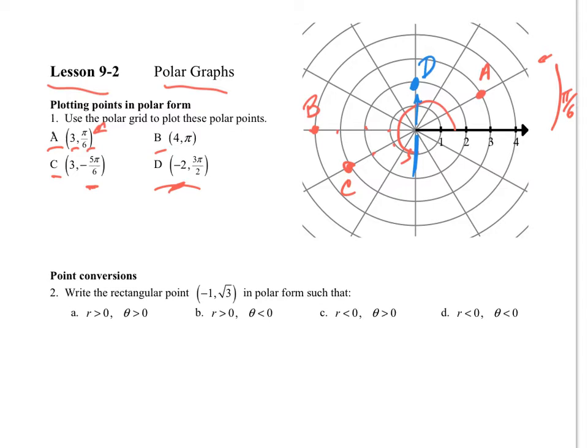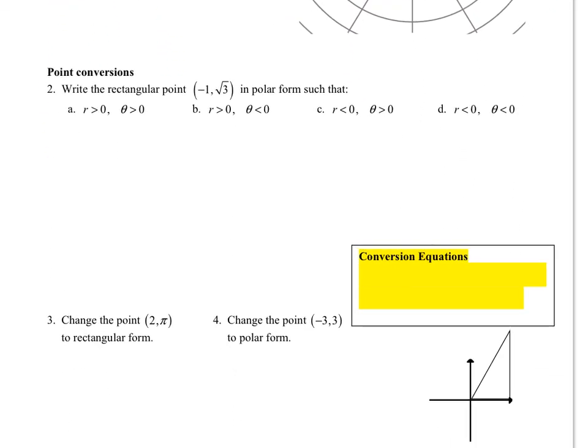Then we have the next situation where we want to do point conversions. So you got to just work your way around and figure some of this out, but this is a rectangular point right here. So we want to go ahead and plot that under the conditions where r is greater than 0 and theta is greater than 0. So I'm going to go ahead and plot negative 1 and then square root of 3. So this would be right about here. Okay, so then I have this value here. This is 1, and then this is square root of 3.